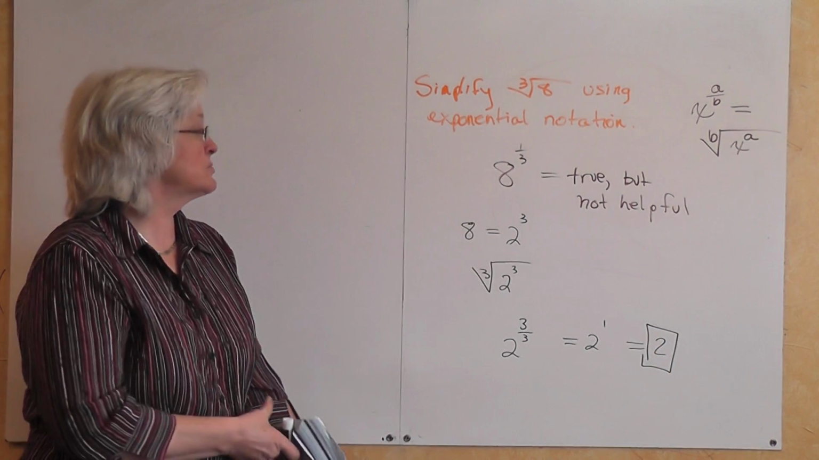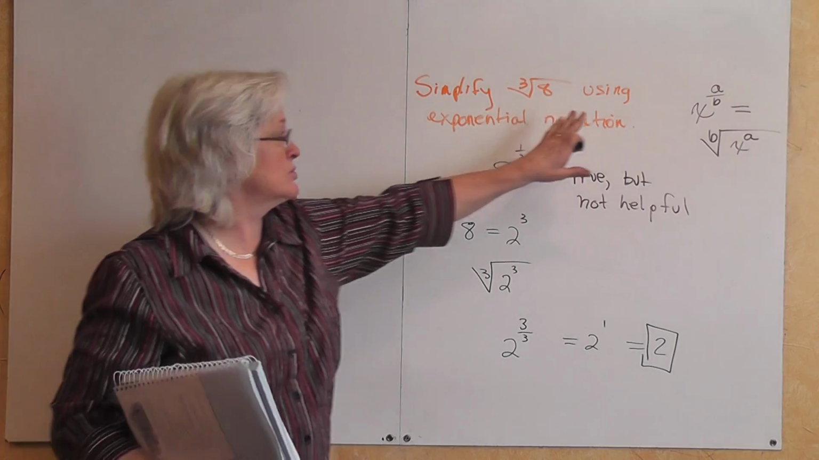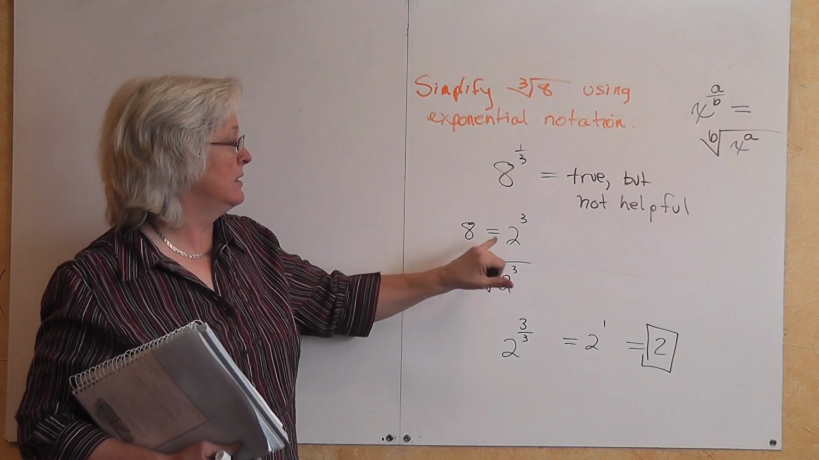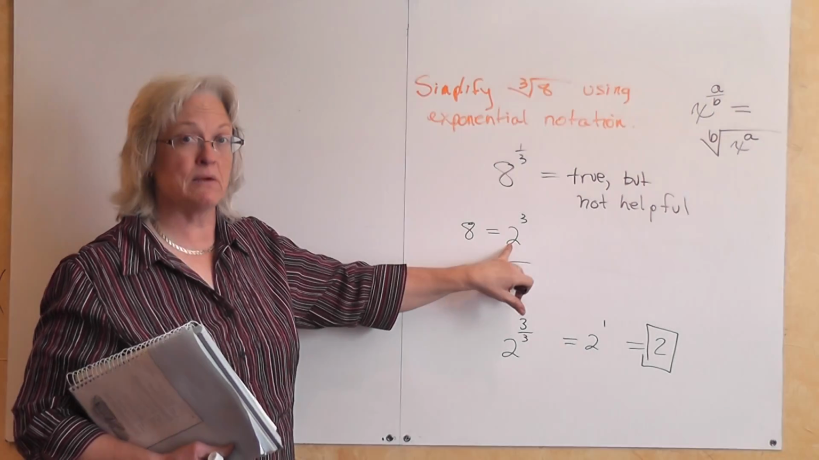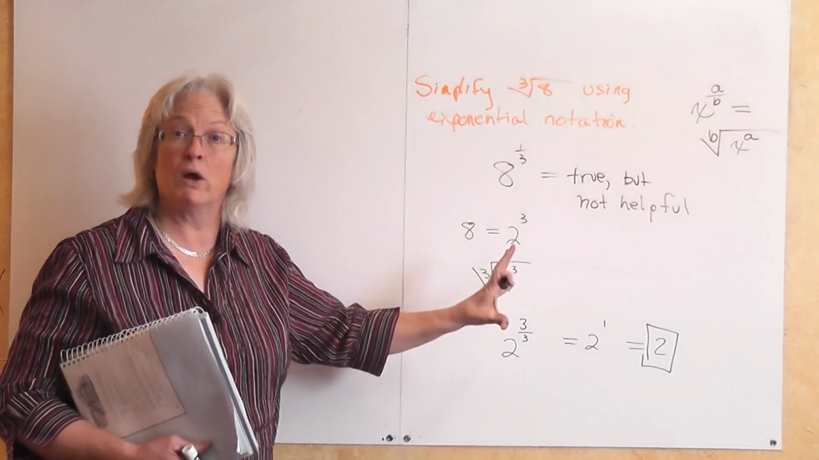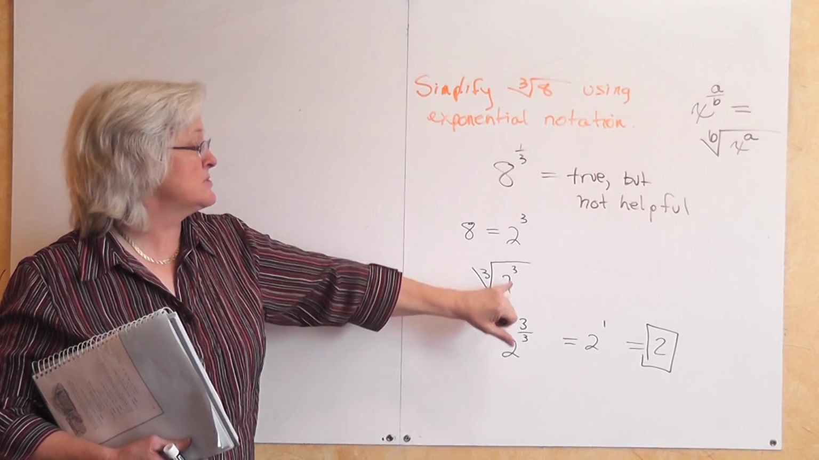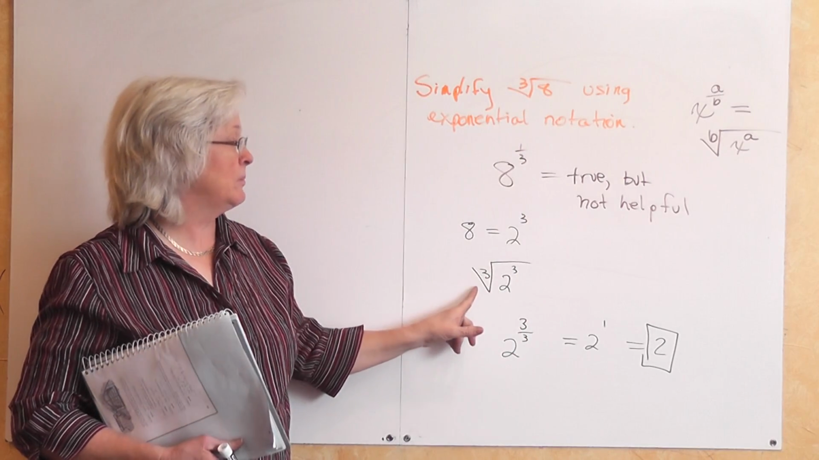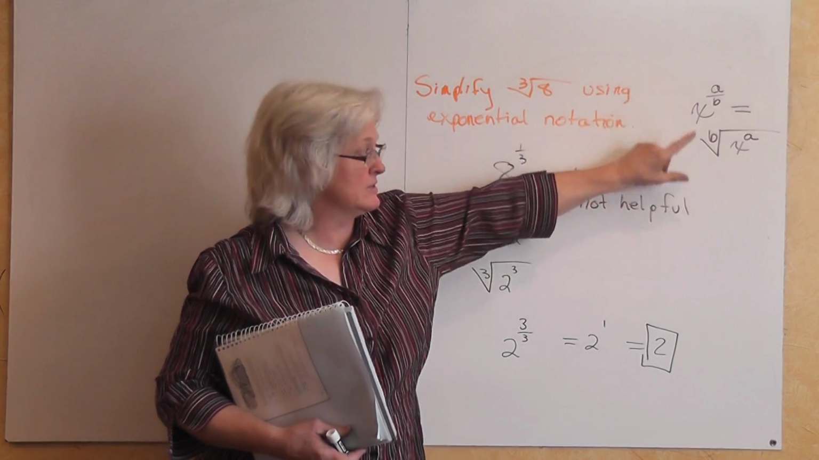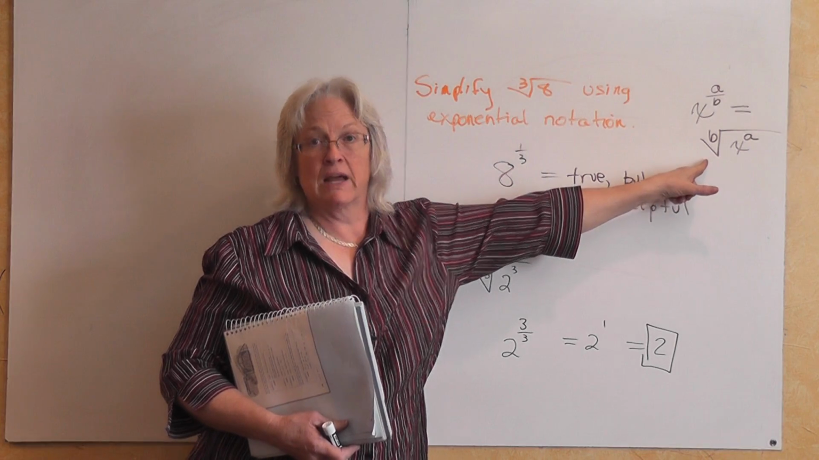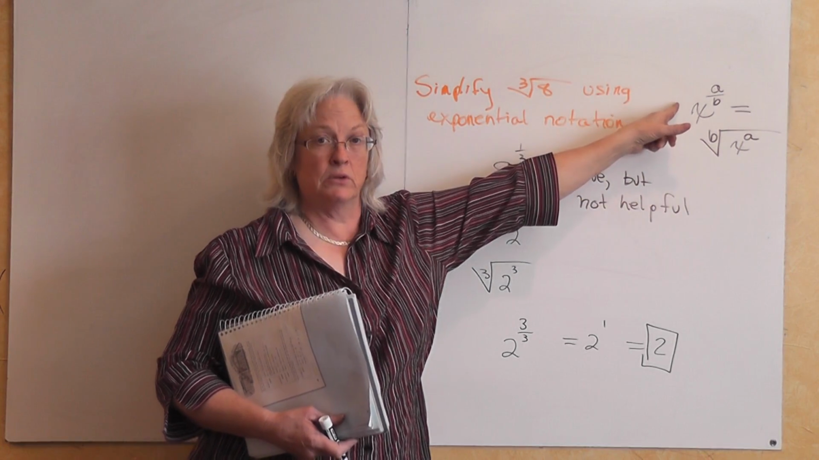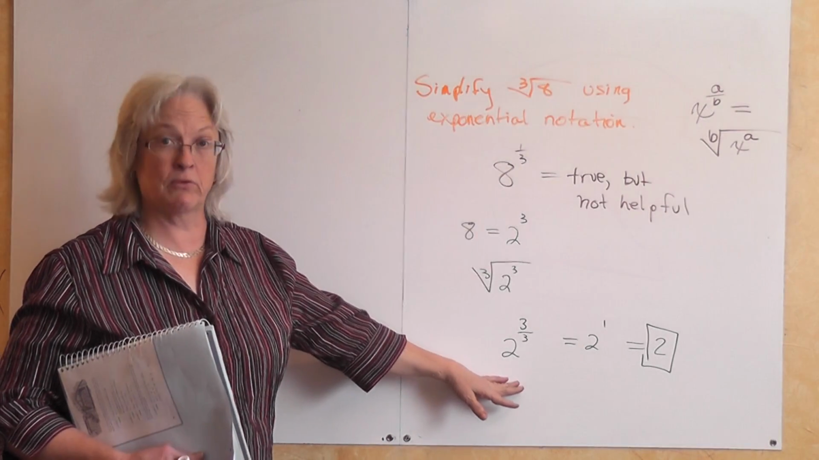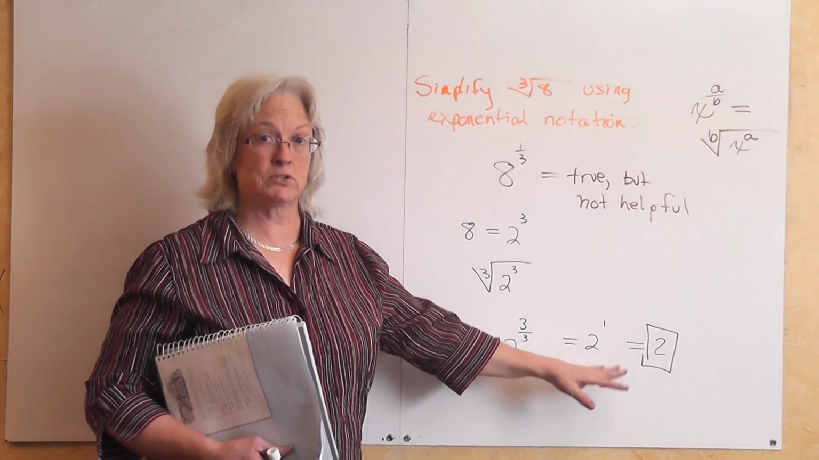So what we did here was we used exponential notation to simplify this by saying that 8 has the same value as 2 cubed. It's just 2 different ways to represent it. We substituted that 2 cubed in for the value of 8. And then we were able to use our rule over here that says this is what it looks like in radical form, this is what it looks like using exponential notation, to come up with 2 to the 3 over 3, which is 2 to the first, which is 2.